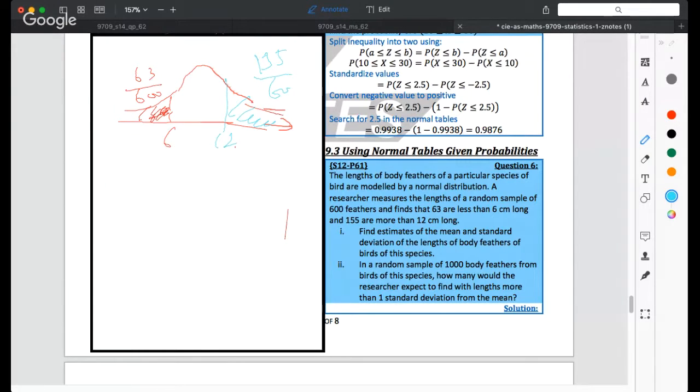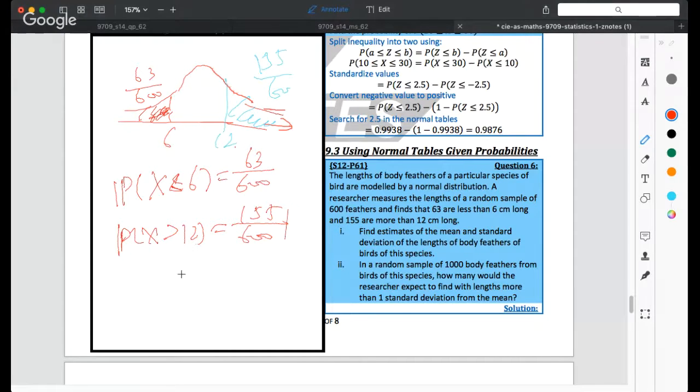So what we know is that the probability of x less than 6 equals 63 over 600, and the probability of x greater than 12 is 155 over 600. But this gives us nothing about the mean or standard deviation. What we need to do is use standardization. We can do one example here, and you can read the notes for the second example, or try it yourself.